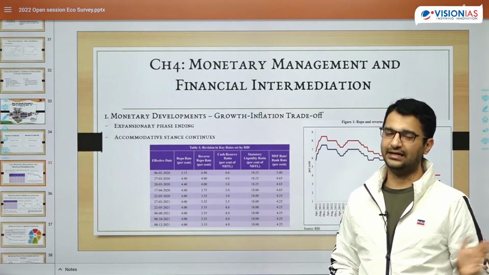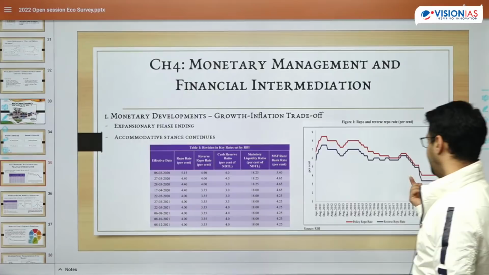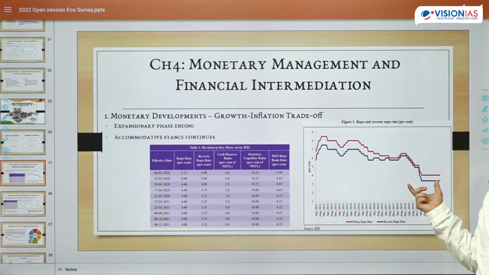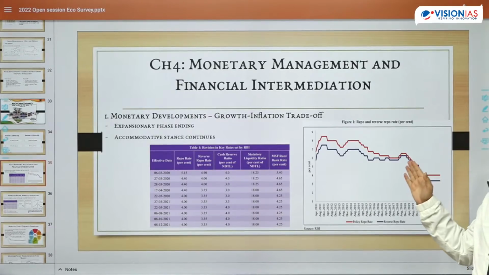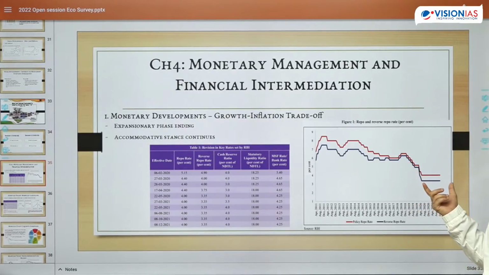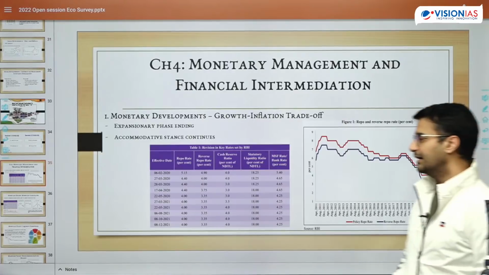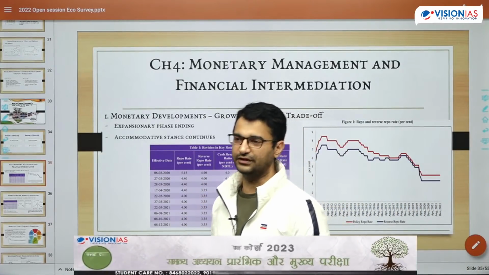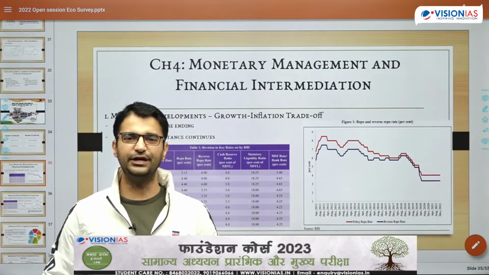Continuing with that decline, repo rate was maintained. Last year there was no decrease anywhere, last year it was maintained. This decline started in around February 2019. It was maintained at this level of 4%. Repo rate has been around 4% for the last 1.5 years or almost 2 years now, since May 2020.